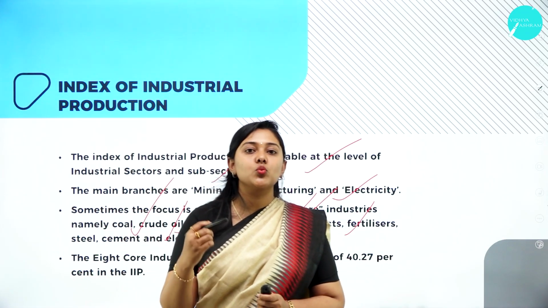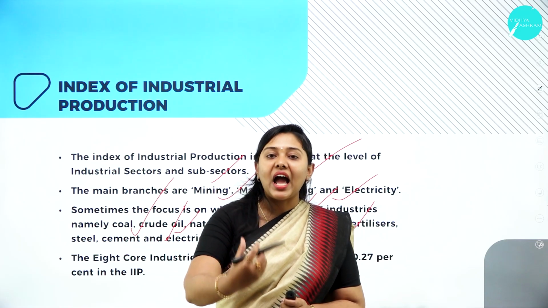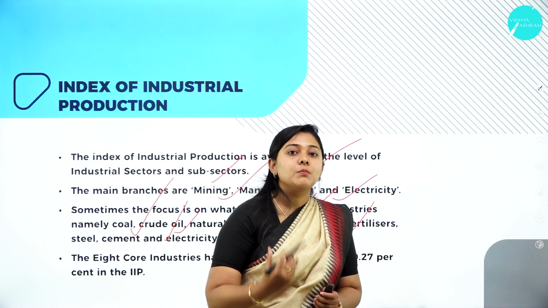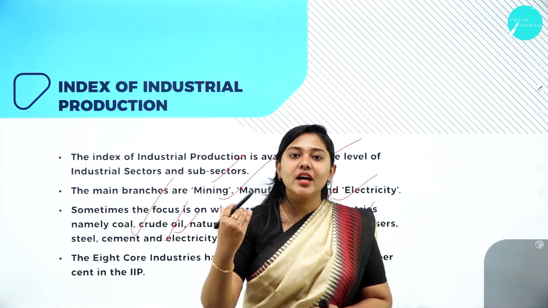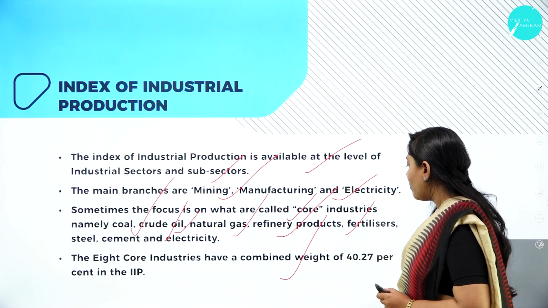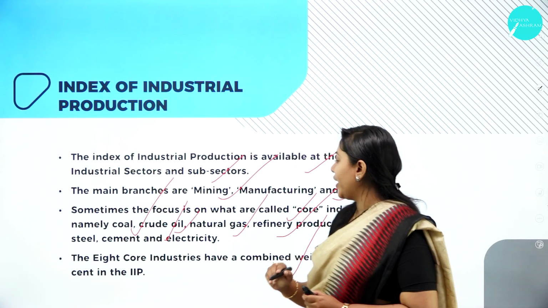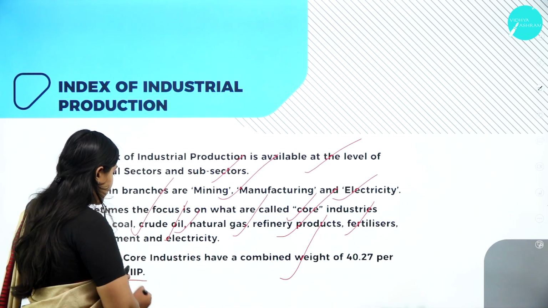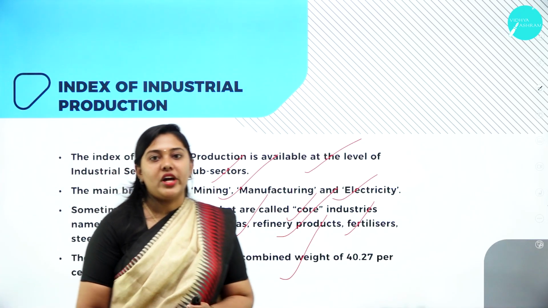So this index will provide a picture or an idea to the economists and the economy to take a sound decision regarding their performances. So the 8 core industries have a combined weight of 40.27% of your IIP, that is Index of Industrial Production.